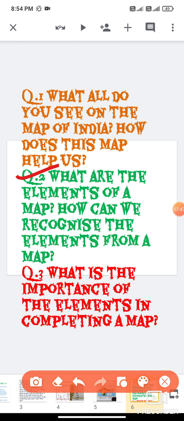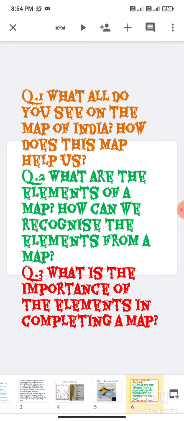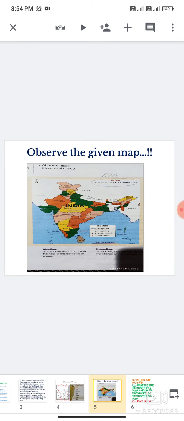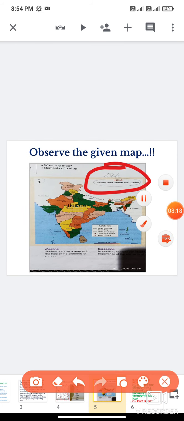From the given picture, you'll see that there are many elements of a map. We know that this is a map of India as it is written on the top. This is called the title of a map. We know the direction with the help of the compass given in the map. Below the title, this is the compass rose and it tells us the direction.